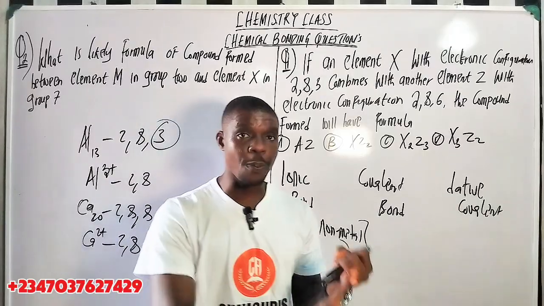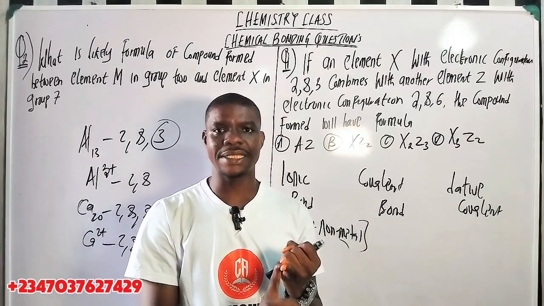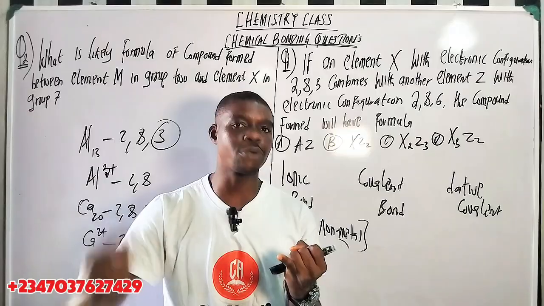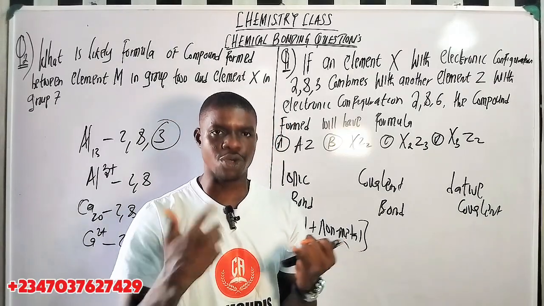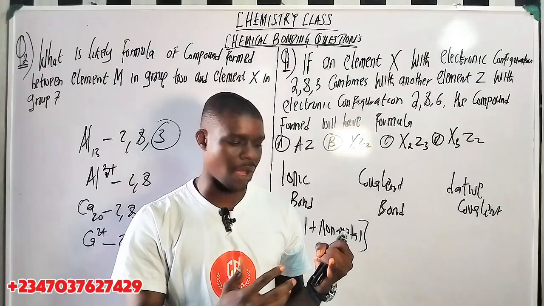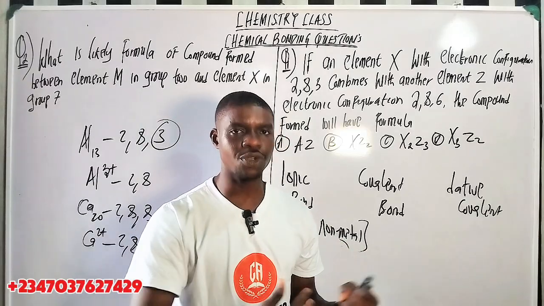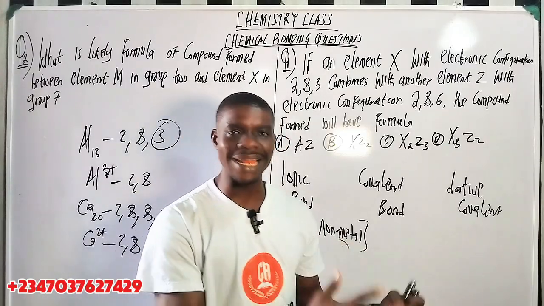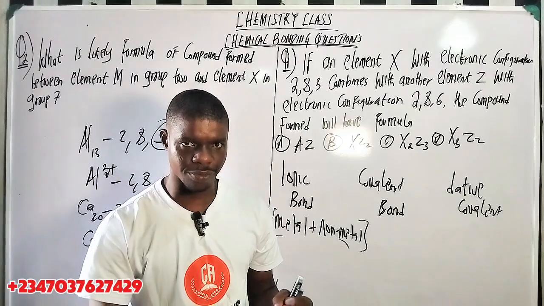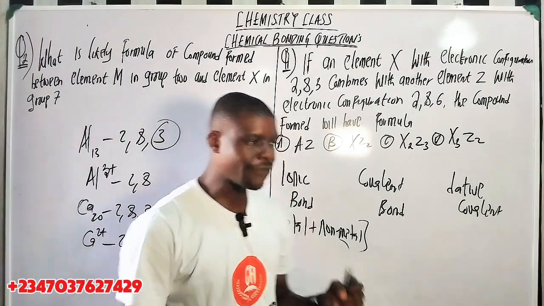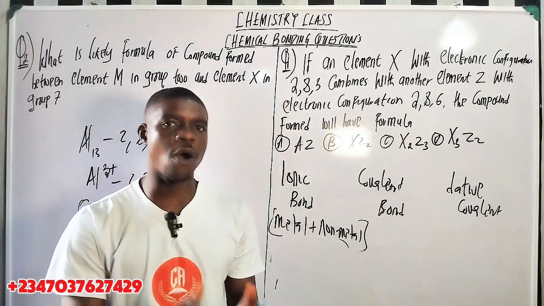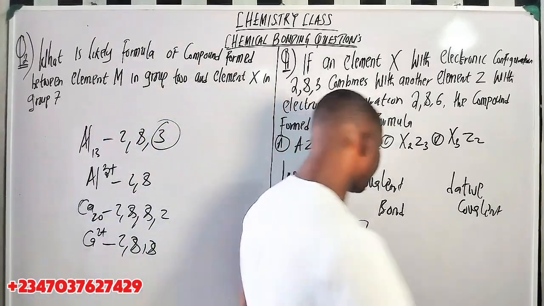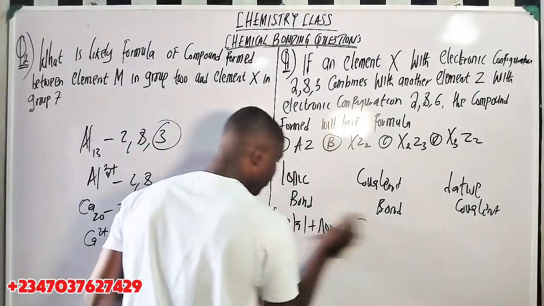So you must understand group 1 elements. Group 1 elements can only form +1 because they only lose 1 electron. Group 2 elements only lose 2 electrons, so they form +2. The group 3 elements form 3+, because they will lose 3 electrons. Now group 4, group 5, group 6, group 7 are all non-metals.